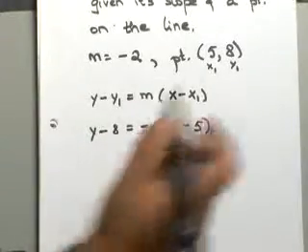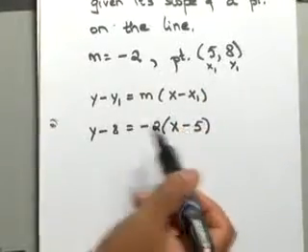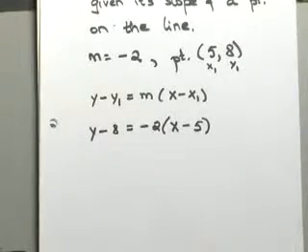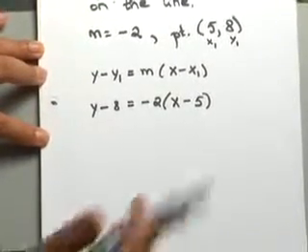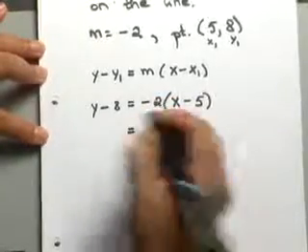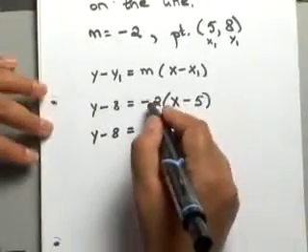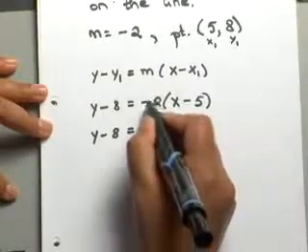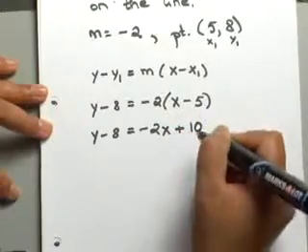Now just in case for your point 5, 8, if you had a negative value on that, you would have to be careful when you substitute it into your formula, because these negative signs in the formula would change and become a positive. Alright, now that we have our numbers substituted, all we need to do is go ahead and solve this equation. We will start by multiplying the -2 with everything inside the parentheses, which will give me -2x, and then multiply the -2 with the -5, which will give me a positive 10.